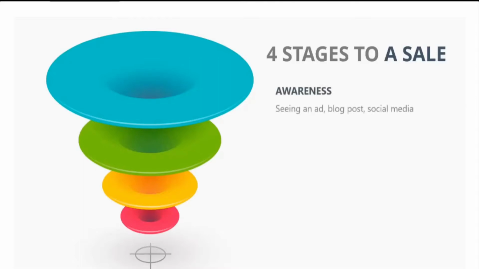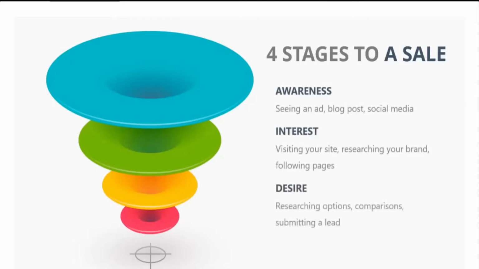Firstly, we have awareness, then we have interest, desire, and action. Now, awareness, someone in that phase might just be seeing an ad, reading a blog post, or interacting with your social media. In interest, they could be visiting your site, researching your brand, and following your various social media pages. Within desire, they might be researching options, so doing comparisons, and perhaps submitting a lead for more information. And then, of course, there is action, which is making a purchase.